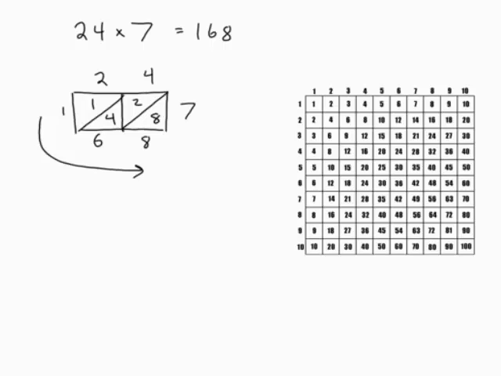Let's review the steps. We have a 2-digit number times a 1-digit number, so we make a grid that's 2 wide and 1 tall. Then we write the numbers across the top and down the side. And for each box, we do a multiplication. 2 times 7 for the one on the left, 4 times 7 for the one on the right. After getting those numbers, we add up along the diagonals. From there, we get our final answer.